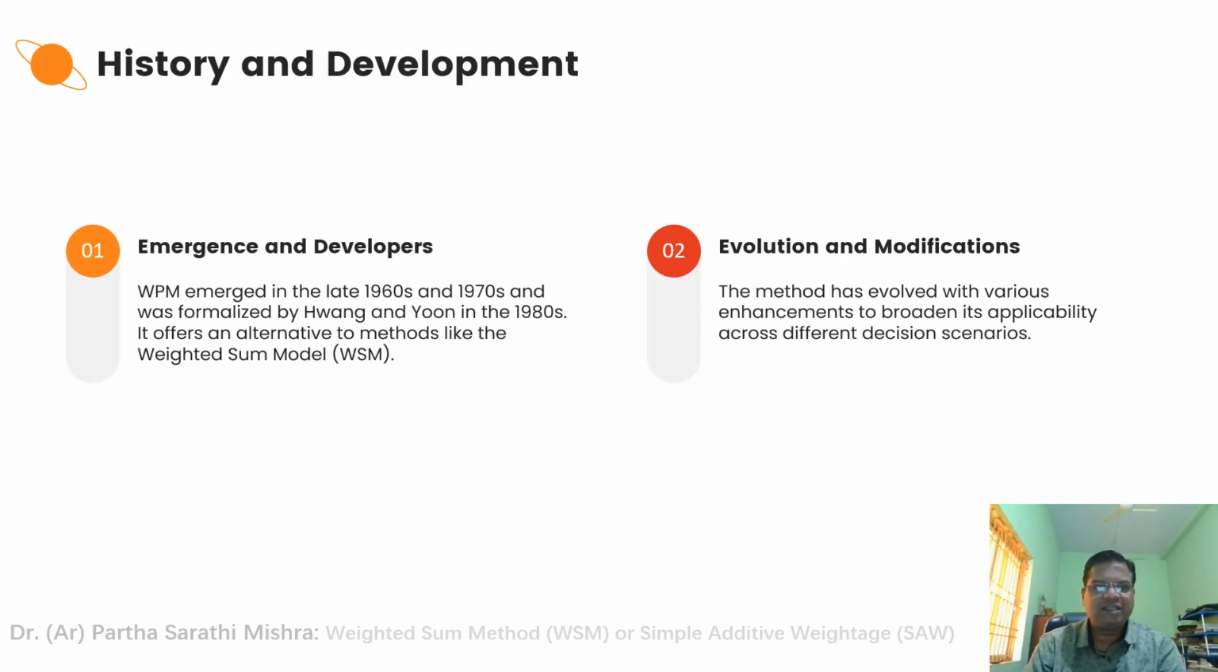So this is the history and development. WPM emerged in the late 60s and 70s and was formalized by Wang and Yun in the 1980s. It provides an alternative approach to methods like WSM, or the weighted sum model. Over time, various enhancements have been developed to broaden its applicability across different decision-making scenarios.